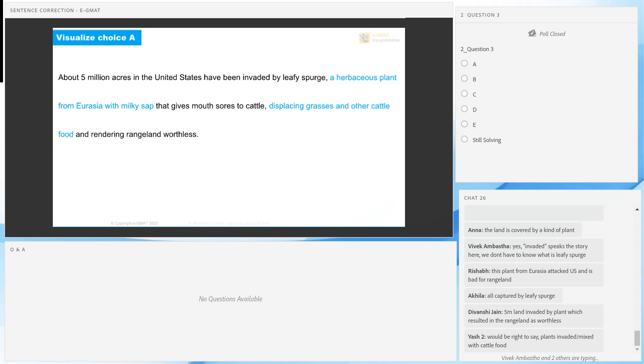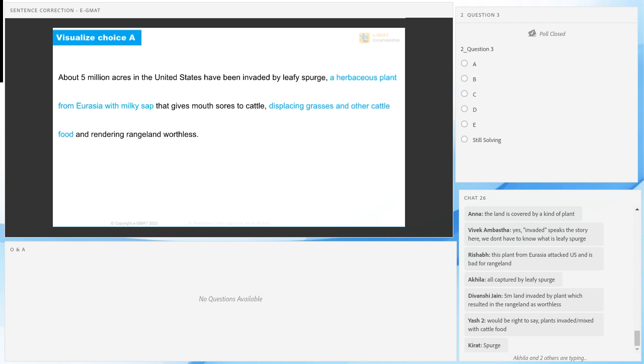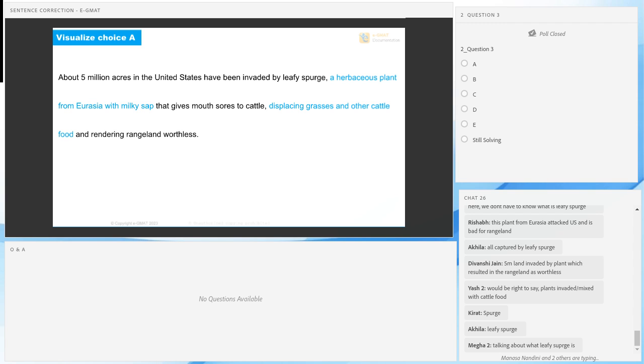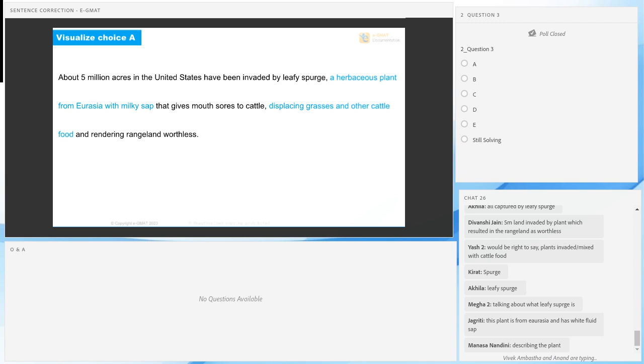In the first black portion there, we were talking about something in the United States. In this blue part, we are saying that something has come from Eurasia. What is that? It's describing the leafy spurge. Absolutely. This leafy spurge is some kind of plant that has come from Eurasia, meaning it has come from another continent. By the way, this plant has milky sap. Now you don't need to know what a milky sap is. It has some substance, right?